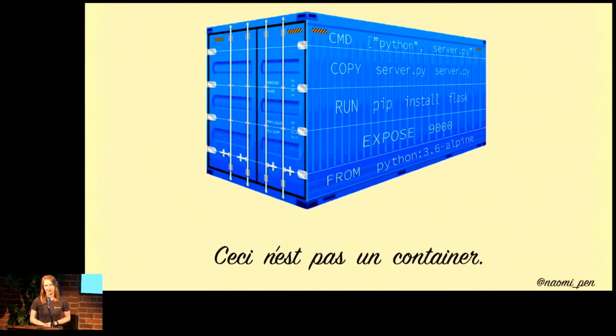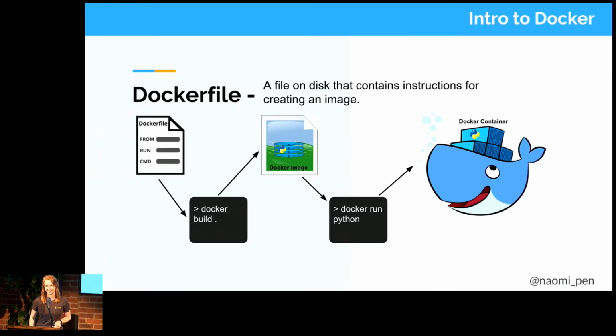People quite often get confused about the difference between a Docker container and a Docker image. This is a pun based on the famous painting The Treachery of Images by René Magritte, where this is not actually a container. It looks like a container, but this is actually just an image. So that's a way of keeping it in mind that it's not a container, and there is this difference.